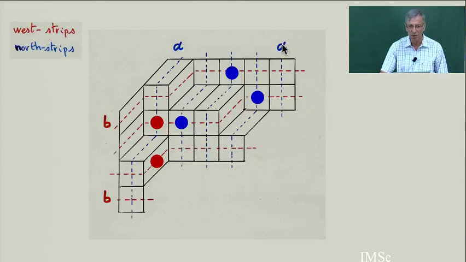So for a, you see, you have two northeast blue lines with no blue point. So this gives me a squared. And b, there are two red lines with no red point, which gives me b squared.